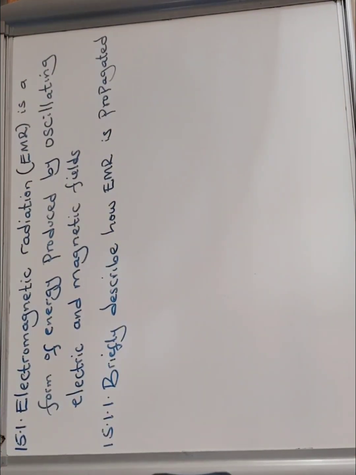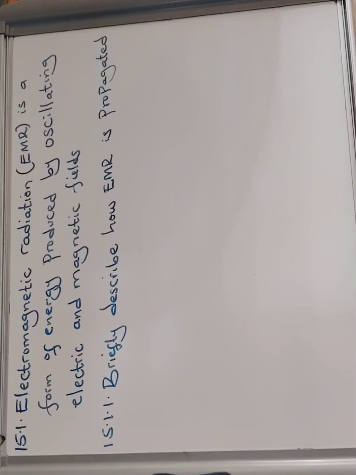Okay. Yeah, then comes this question, grade 10 waves. It says electromagnetic radiation, EMR, is a form of energy produced by oscillating electric and magnetic fields. Question says, briefly describe how EMR is propagated. How does it travel? Actually, the answer to this question is in the statement.